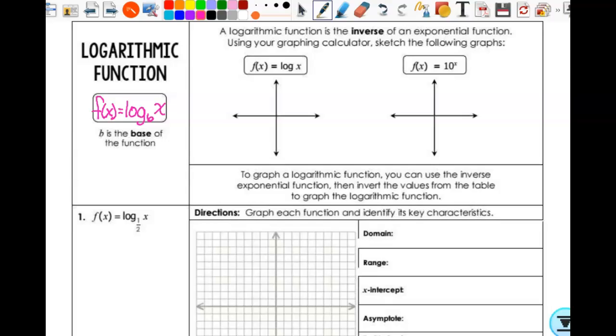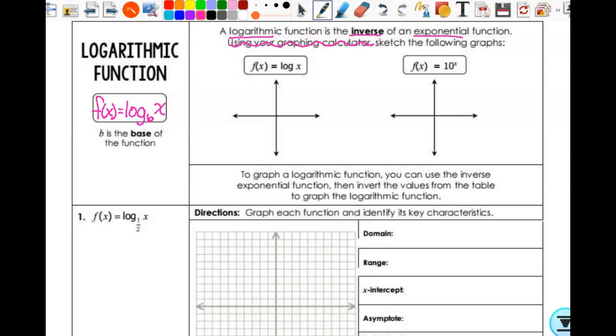It says a logarithmic function is the inverse of an exponential function. So logarithmic, inverse of exponential. Then it says using your graphing calculator, nope, we're going to use our brains instead, sketch the following graphs. Okay, so let's talk about how they are inverses.